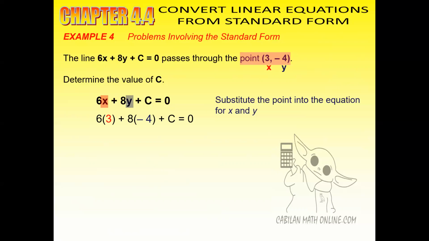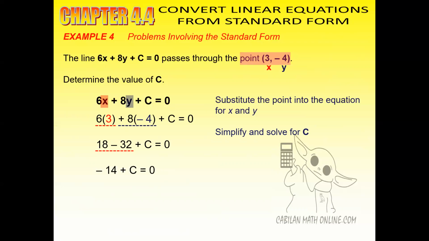Now I am going to break this down step by step. All I'm going to do is simplify what's inside the brackets. For example, 6 times 3, or 6 brackets 3, gives me 18. Then 8 times negative 4 gives me negative 32. I'm just going to clean things up on the left side by going 18 minus 32, which gives me negative 14.